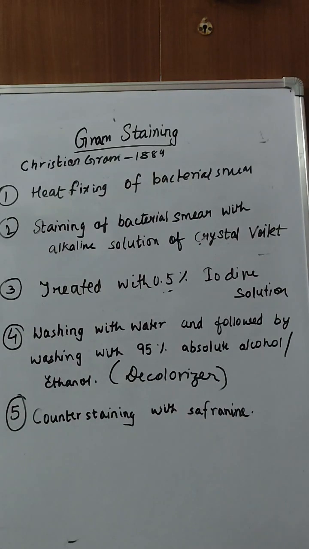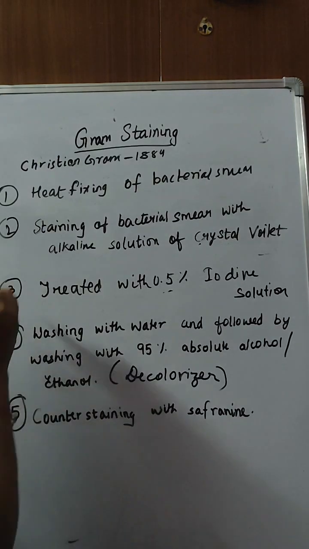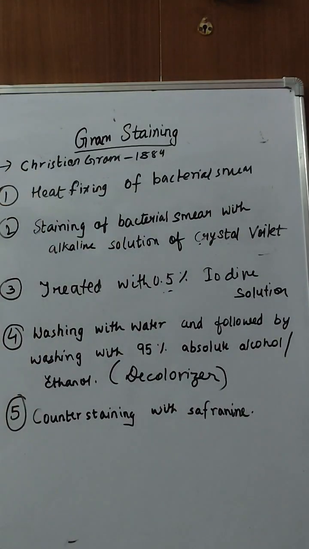In today's video, we are going to study gram staining. The gram staining method is generally used to classify bacteria into gram-positive and gram-negative bacteria. This method was given by Christian Gram in 1884. Let's see what the procedure is.